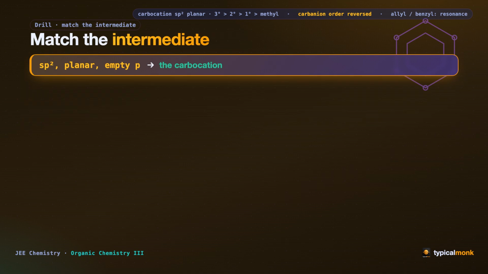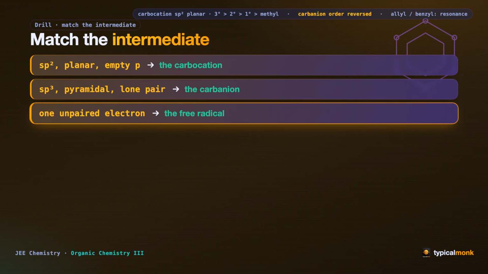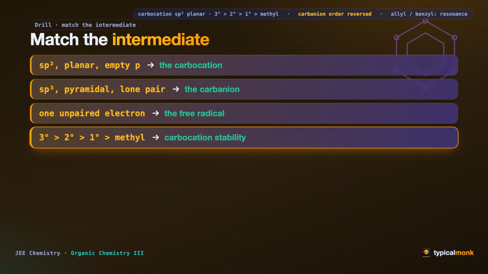Now match each description to its intermediate. sp2, planar with an empty p orbital goes to the carbocation. sp3, pyramidal with a lone pair goes to the carbanion. One unpaired electron goes to the free radical. And tertiary over secondary over primary over methyl goes to the carbocation stability order. 4 pairs, each worth memorizing.